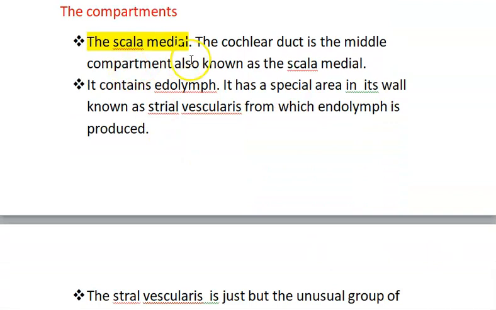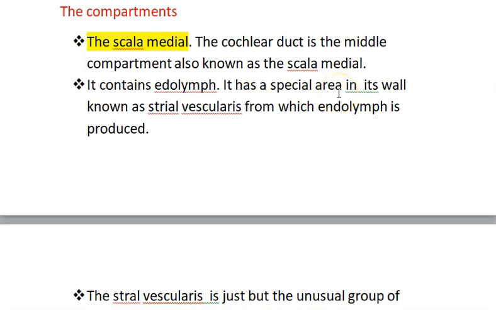So our scala media, which is actually the cochlear duct, is it? Good. It contains endolymph. Exactly, it has to contain endolymph because why? It is part of the membranous labyrinth. Remember that all the parts of the membranous labyrinth, they do what? They contain endolymph. So it has to contain endolymph, no matter what. Alright? And not only does it contain endolymph, our scala media, which is the cochlear duct, it has a special area in its wall.